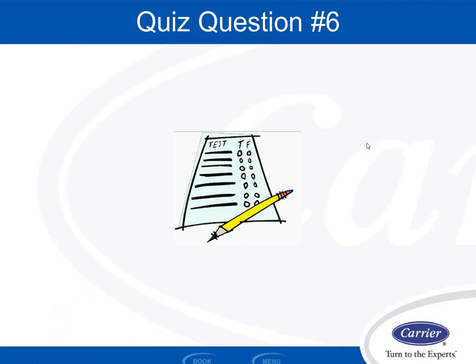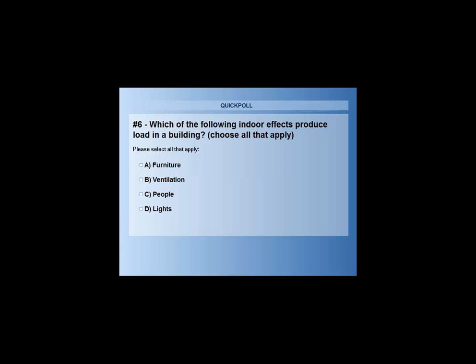All right, let's do quiz question number 6. I will populate that up right now. All right, quiz question number 6. Which of the following indoor effects produce load in a building? Choose all that apply. So what indoor effects produce a load in the building? A, furniture, B, ventilation, C, people, D, lights. Choose more than one if you need to.